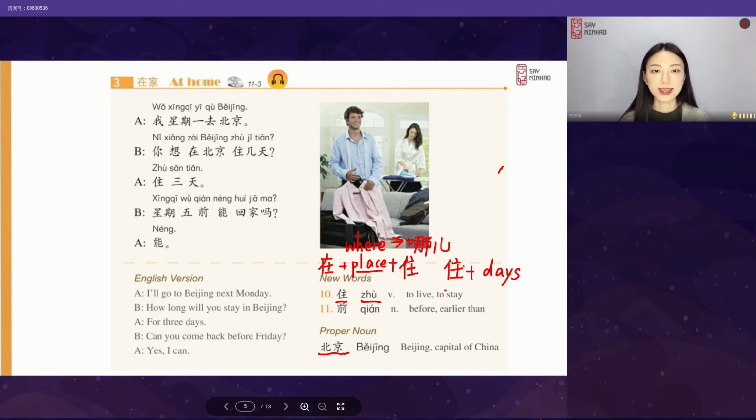Stay for a week. Let's try to remember the things we've learned before. A week. How to say that? It is 住一个星期. 住一个星期. Okay, very good. This is live for a week. 一个星期.